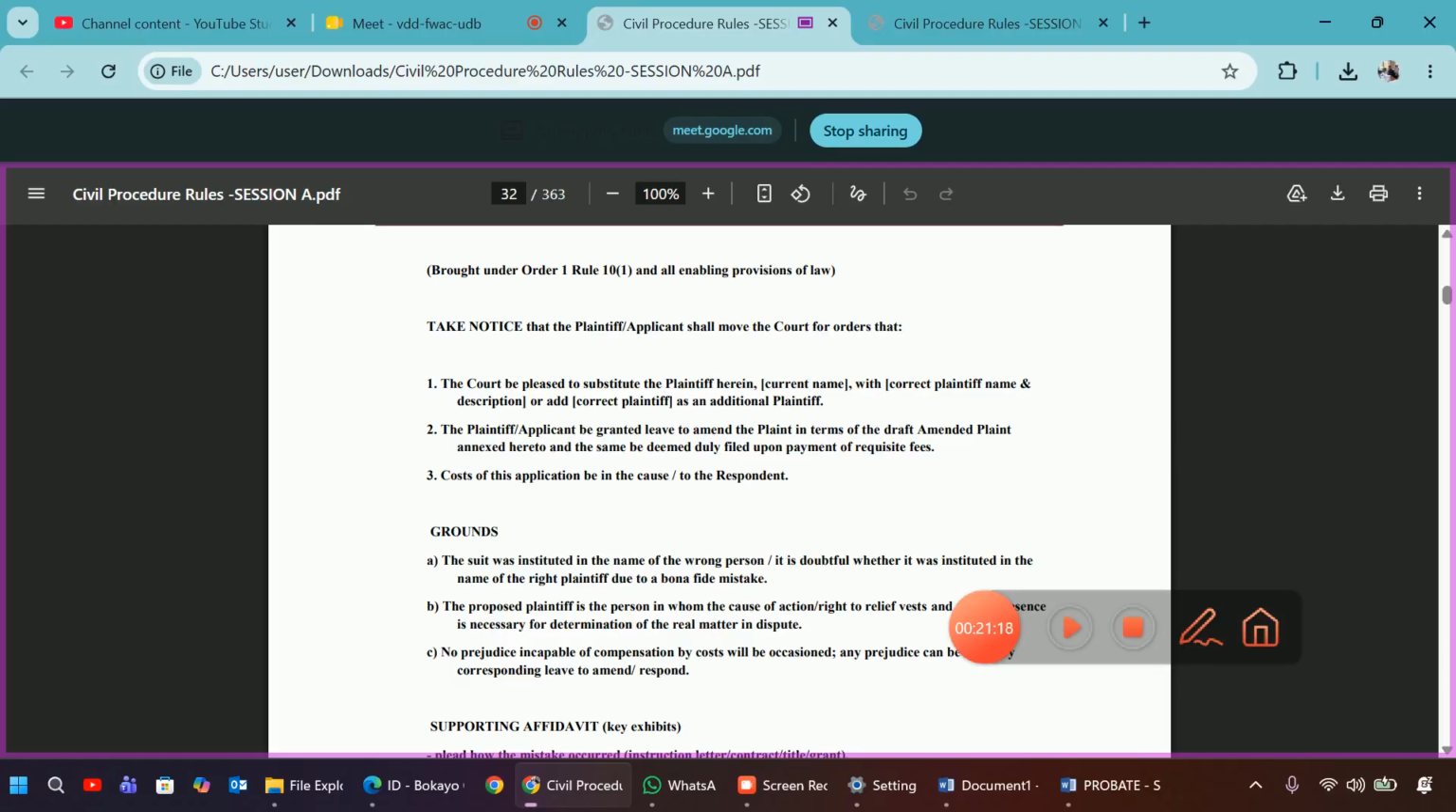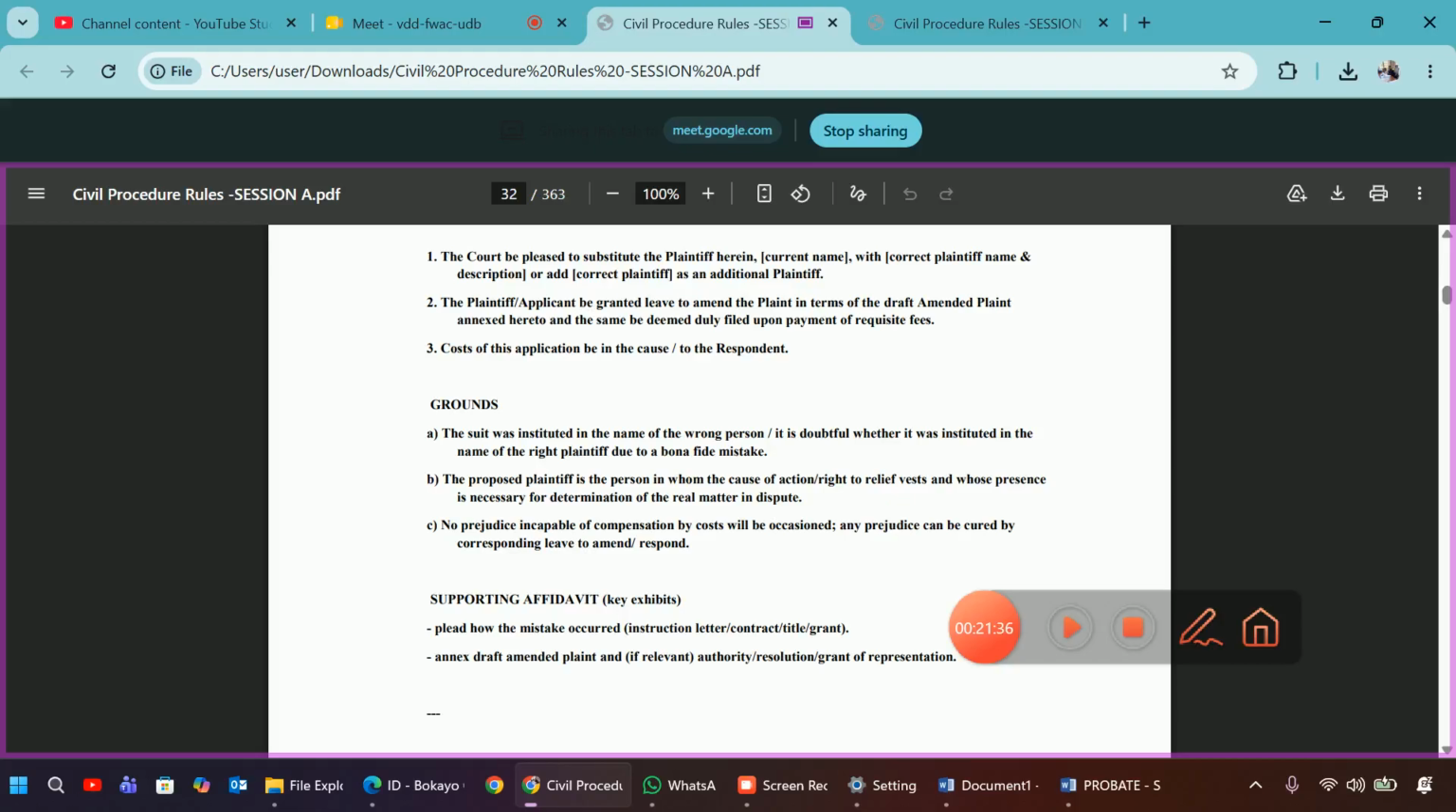The plaintiff or applicant be granted leave to amend the plaint in terms of the draft amended plaint annexed hereto, and the same be duly filed upon payment of requisite fees. Cost of this application be in the cause to the respondent. Failure for you to seek leave, the amended plaint will not have any effect before the law.